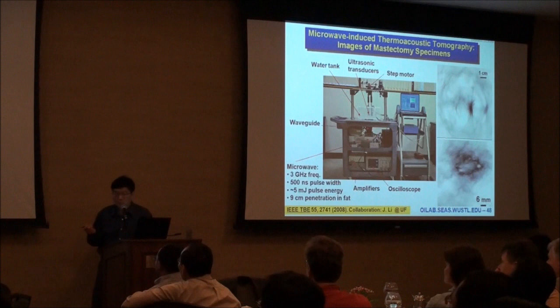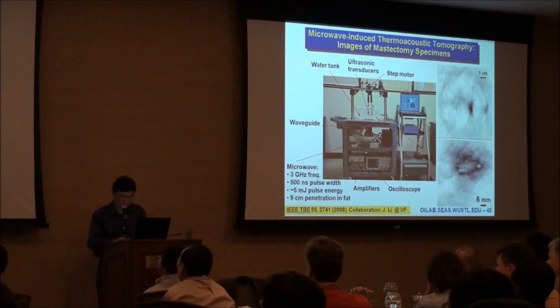And we imaged human breast mastectomy specimens. You can see a very good contrast. This one, for example, has a 5-to-1 contrast. And so we're going to apply this in the clinic. Our initial application is breast cancer chemotherapy monitoring using this technique.